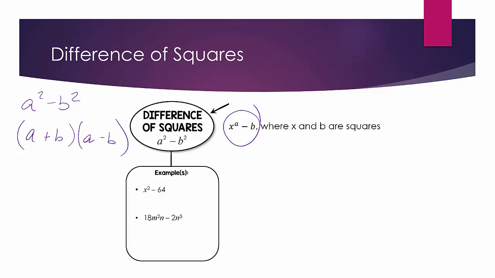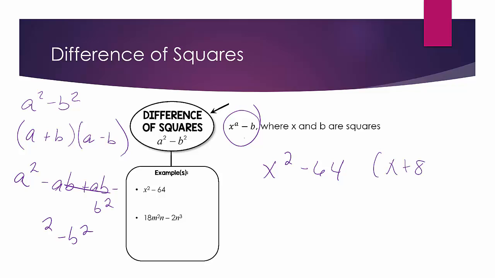If we distribute, we get a squared, minus ab, plus ab, minus b squared. Those middle terms go away, leaving us with a squared minus b squared. So that's the formula where a squared and b squared are squares, okay? So if we have x squared minus 64, that factors very specifically into x plus 8 times x minus 8.